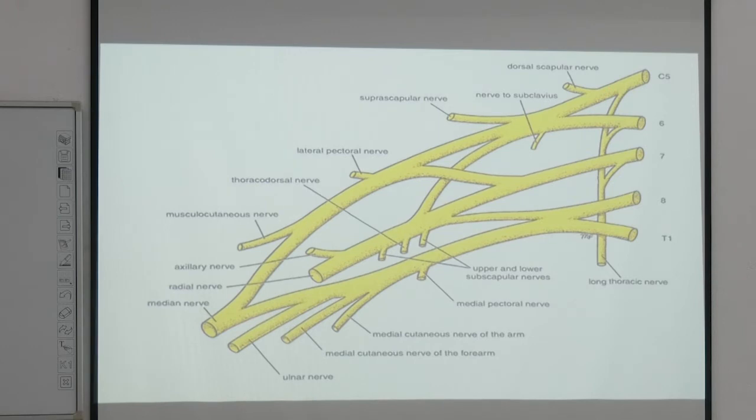So C5, C6, these are the 2 nerve roots and 2 of the branches which are going off: the suprascapular nerve (SSN) and the nerve to subclavius, 3 and 4, and then there is the division, anterior and posterior division. Now this region where I am pointing is known as Erb's point. Now we could have a lesion at Erb's point.